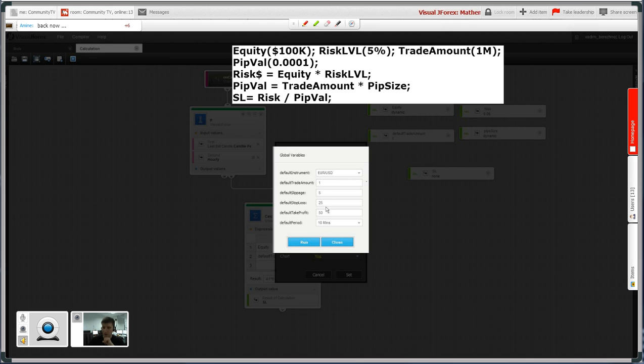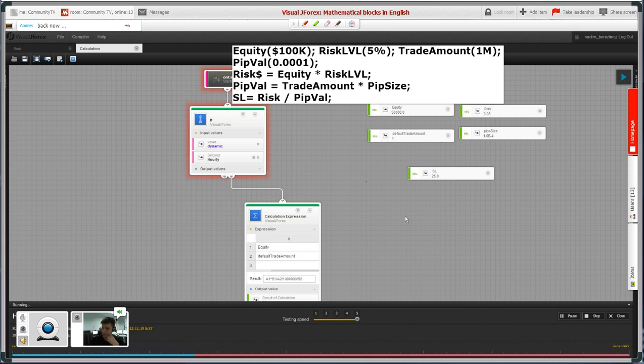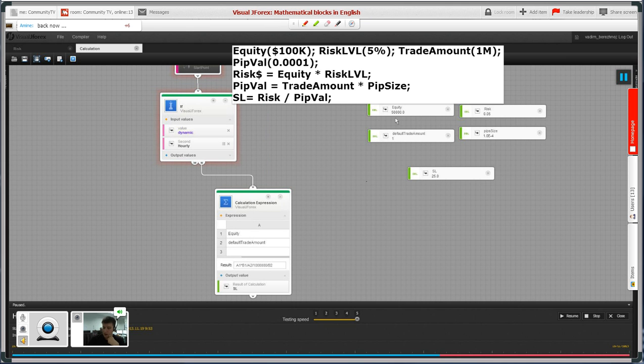Stop loss level, that doesn't matter. Trade amount 1 million. It's okay. Run. Yeah, here it calculates. Okay. Let's see. When equity level is 50,000 and we're risking 5% from that equity, that would be stop loss 25% on 1 million position on Euro USD.